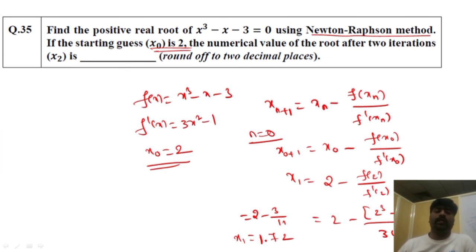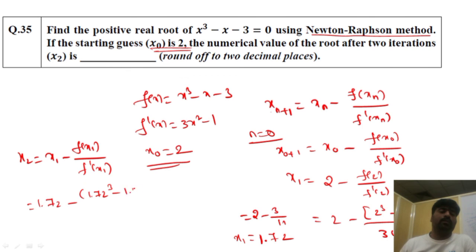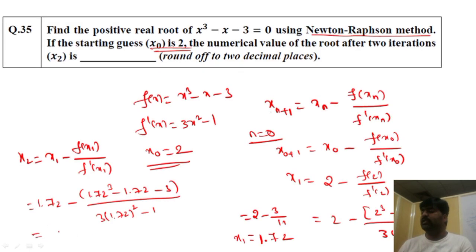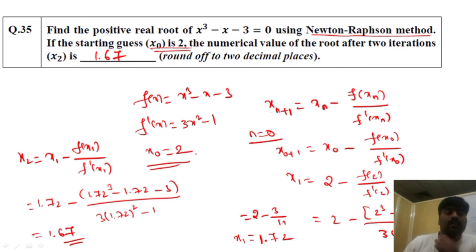Now I go for x2. Put n = 1 here: x2 = x1 - f(x1)/f'(x1). So that is 1.72 minus (1.72^3 - 1.72 - 3)/(3 into 1.72^2 - 1). These I also calculate using a calculator. So I get 1.67. This is a numerical type question, and the answer will be 1.67. Likewise you can find the solution of this.